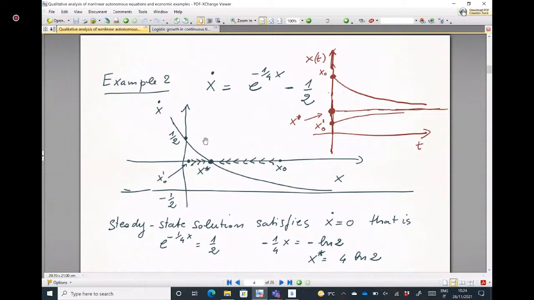Phase means state, okay? Phase means it's a snapshot of the state of the variable. So we don't have the time domain here, we have only the position of our variable, okay? Time domain means that we have the position over time.